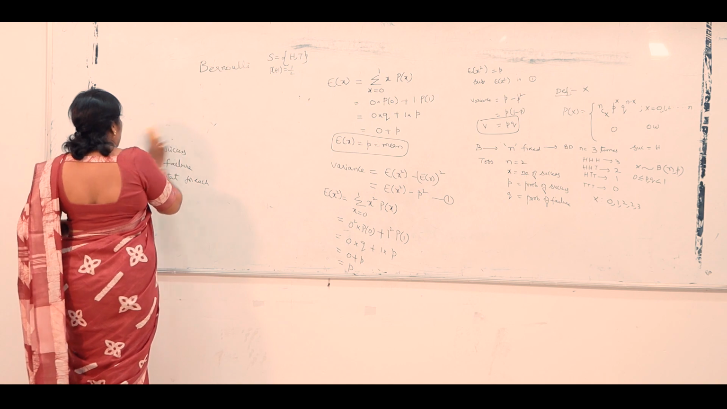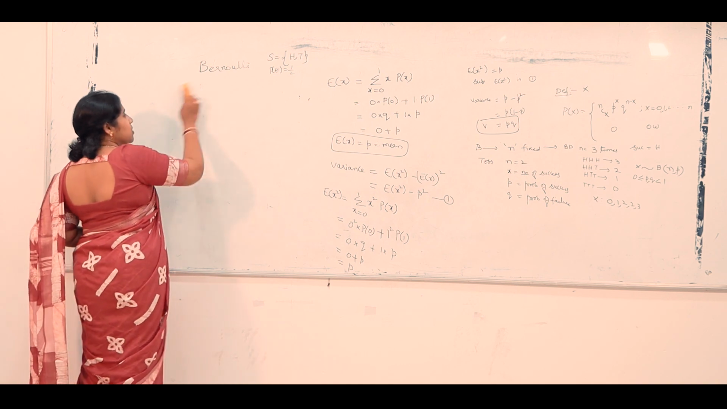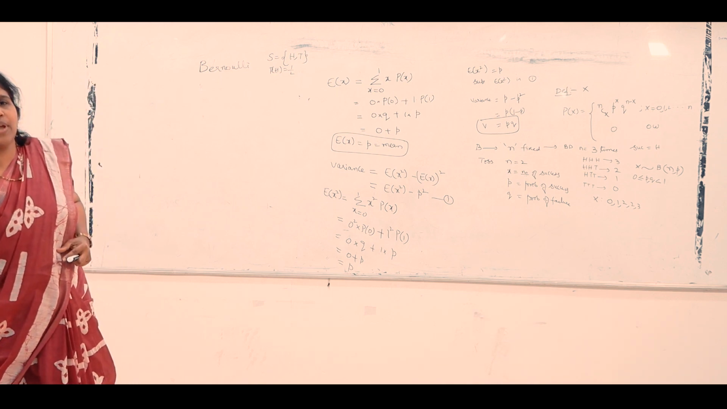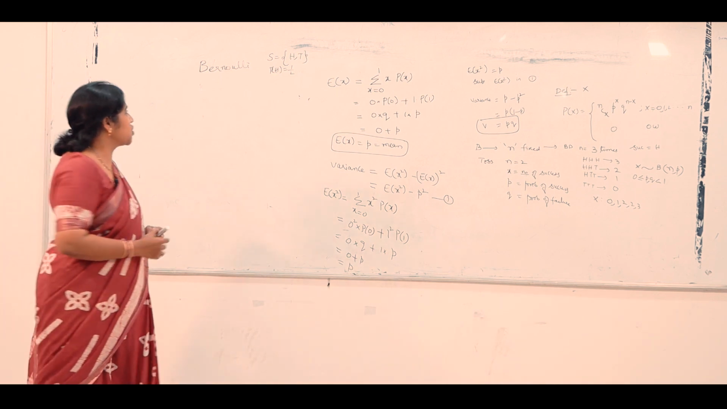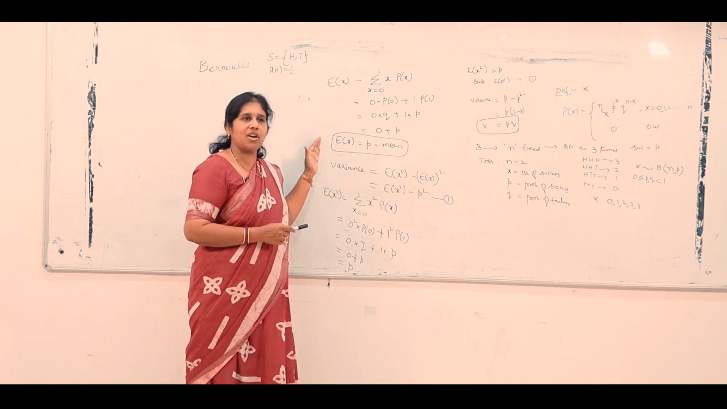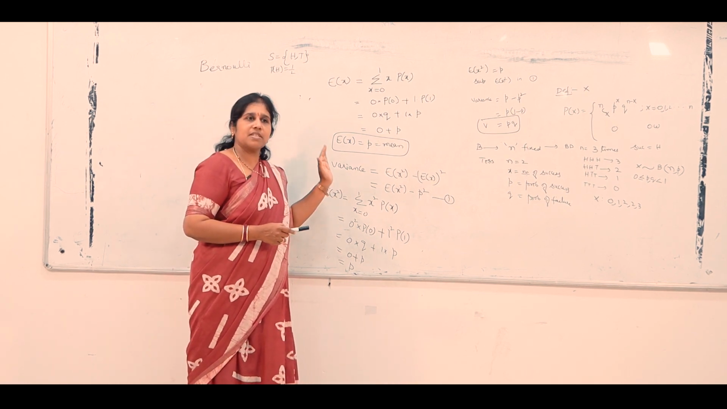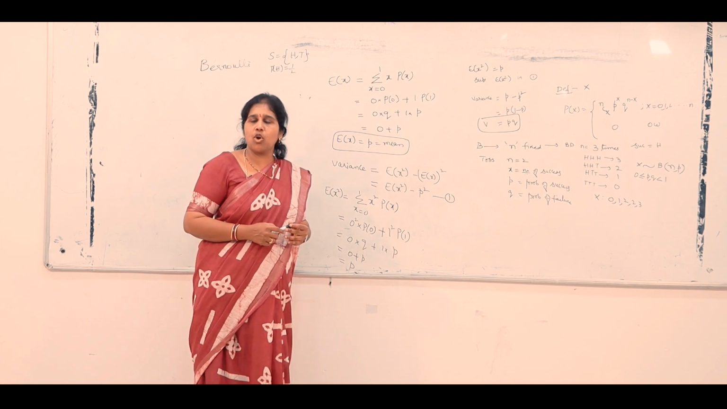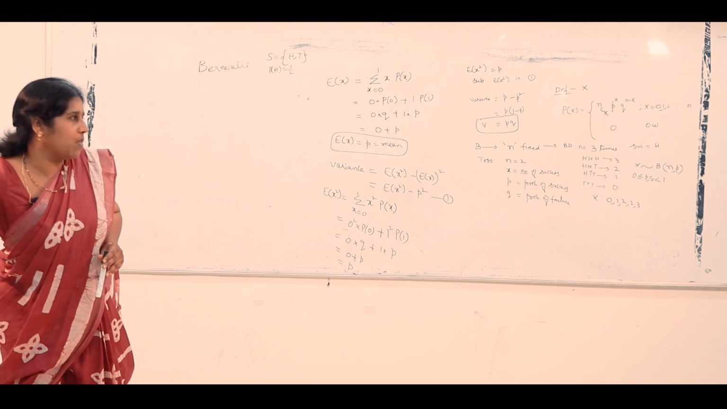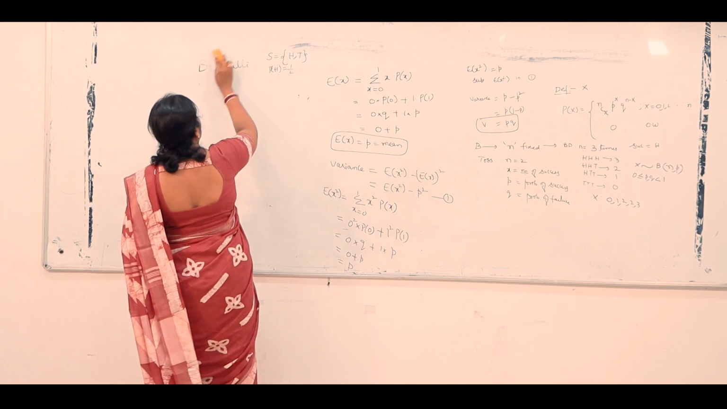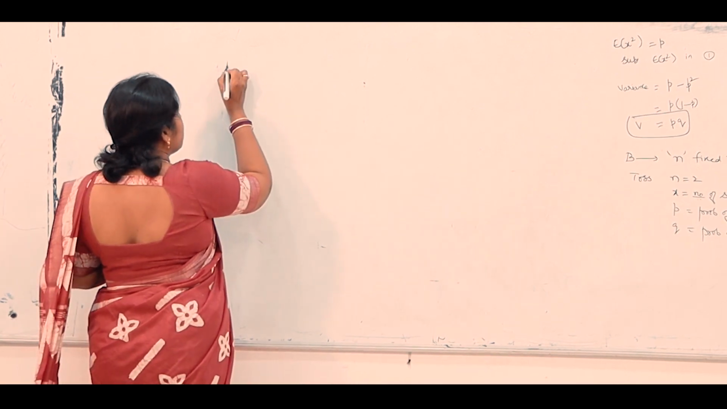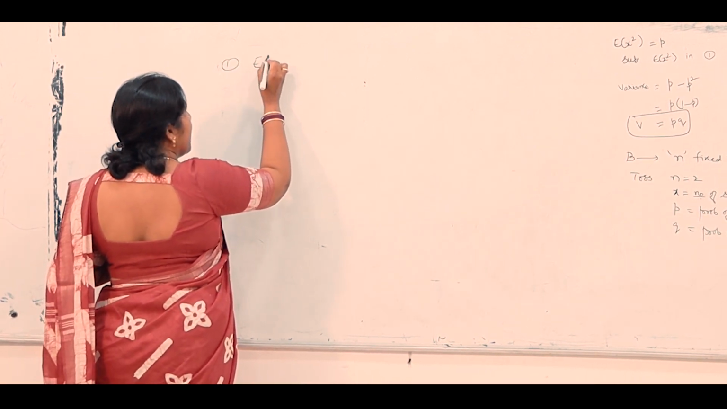Now, for binomial distribution, the most important question is, you can go for the mean and variance of binomial distribution. So how to calculate mean and variance? Just now we have done the Bernoulli distribution mean and variance. In a similar way we can go for the binomial distribution mean and variance. So first I'll explain about mean. What is the formula for mean?